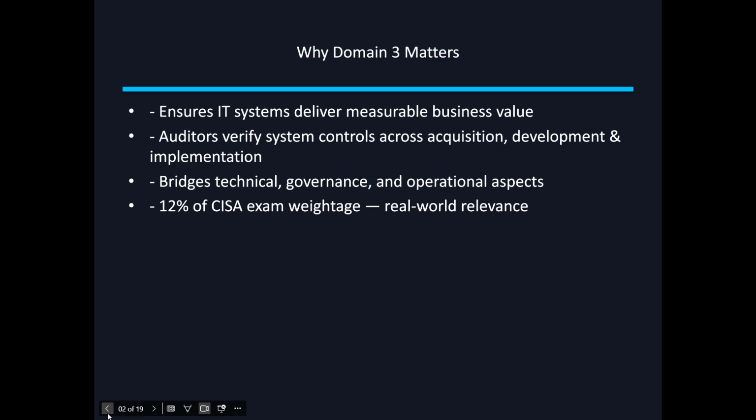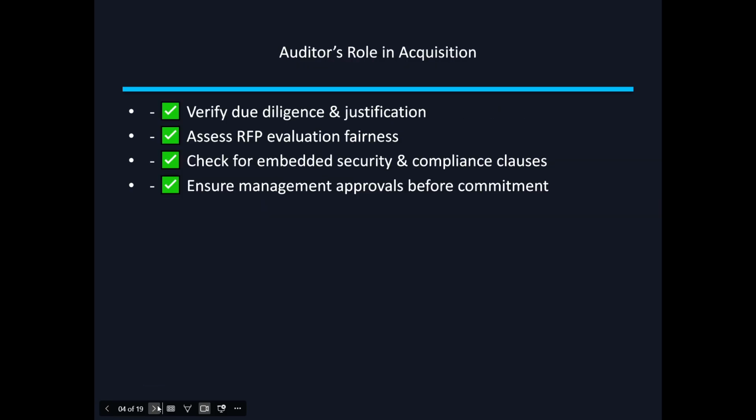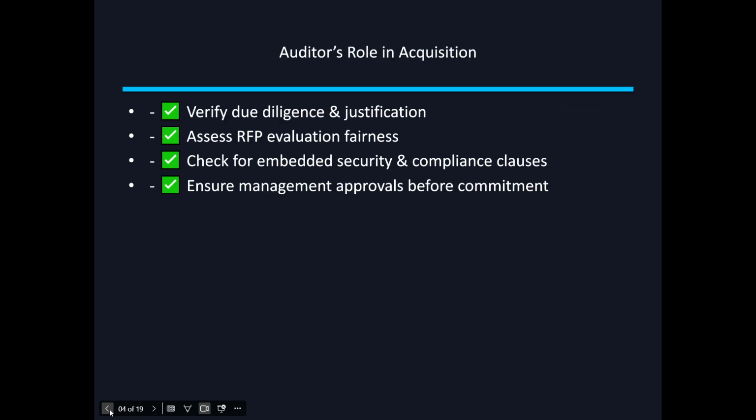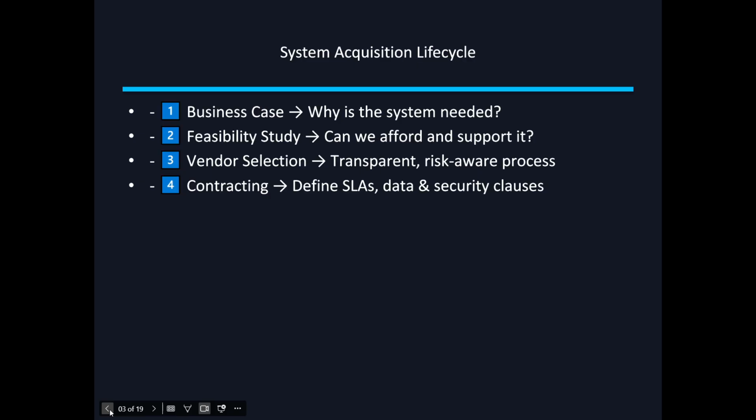So section 1, understanding system acquisition. When a company needs a new system, say a financial accounting system or cloud based HR portal, it doesn't just buy software randomly. The process begins with a business case and a feasibility study.